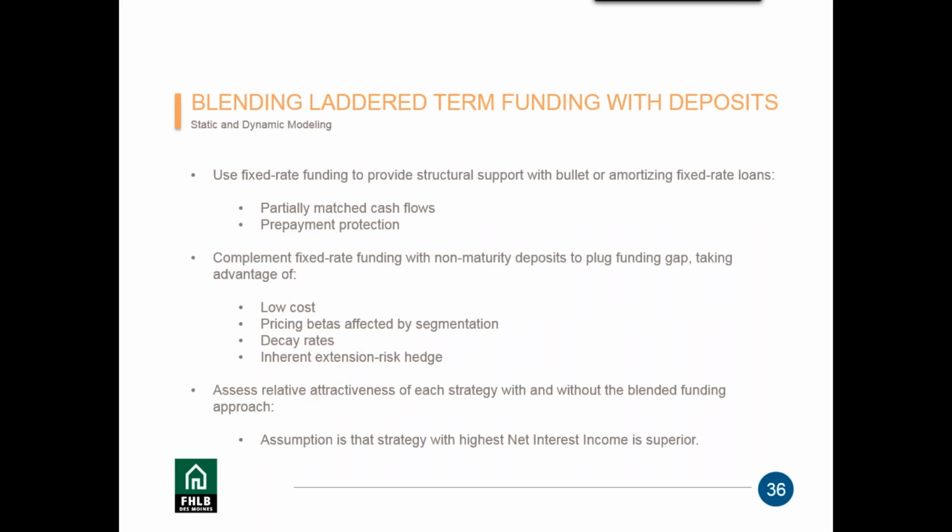First, you're going to look at fixed-rate funding to provide structural support with bullet or amortizing fixed-rate loans. Next, you're going to complement the fixed-rate funding with non-maturity deposits to plug the funding gap. And finally, you're going to compare the relative impact of each strategy with and without a blended funding approach. You're going to measure it on the basis of net income as well as EVE.